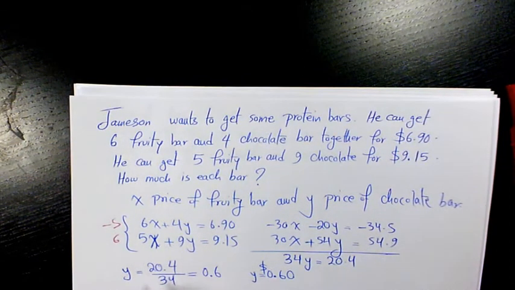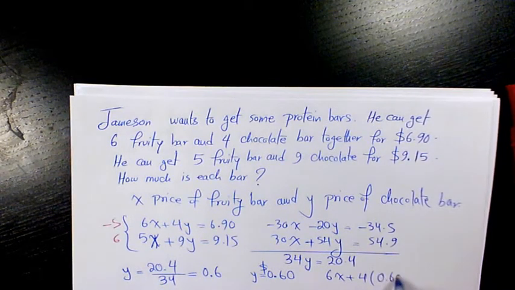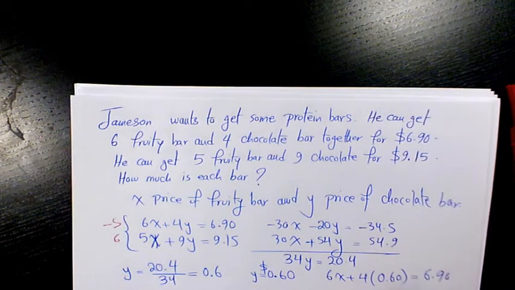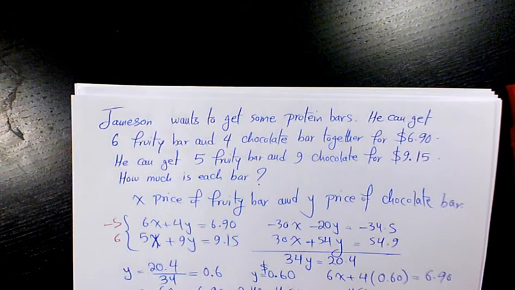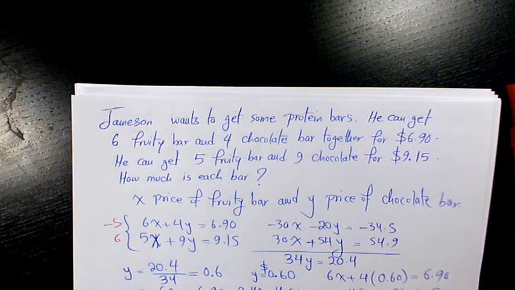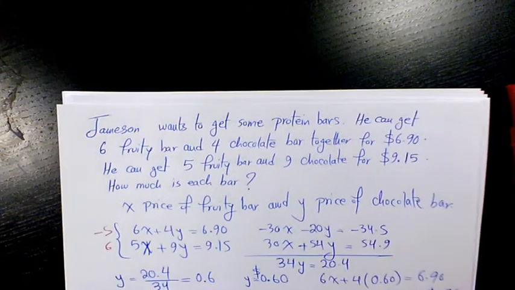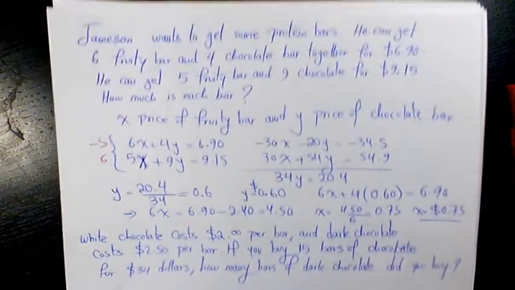Then we sub it there. Let's say 6x plus 4 times 0.60 equals 6.90. So we have 6x equals 6.90 minus 2.40. That's going to be 4.50. So x will be 4.50 divided by 6. It's going to be 0.75. So x will be $0.75 or 75 cents.